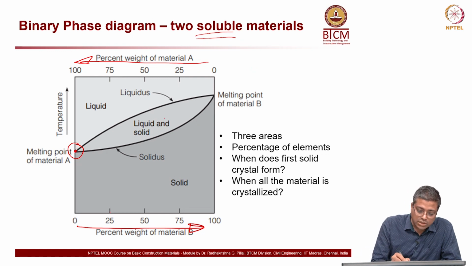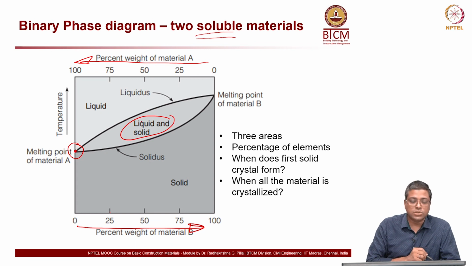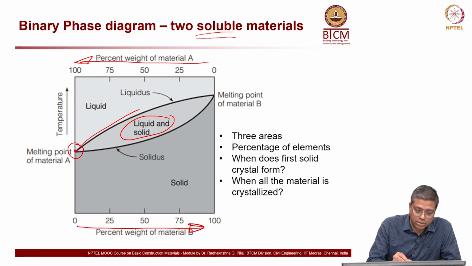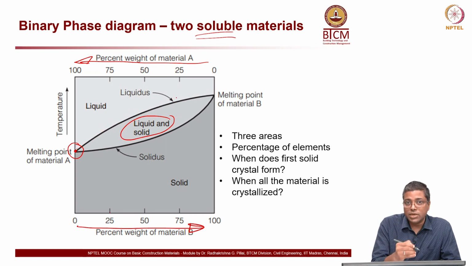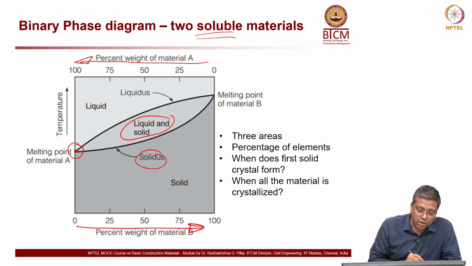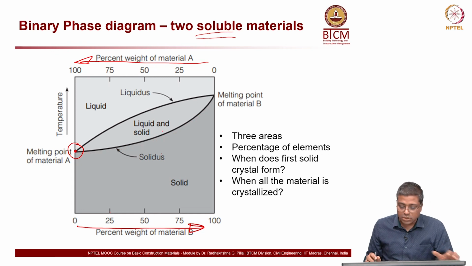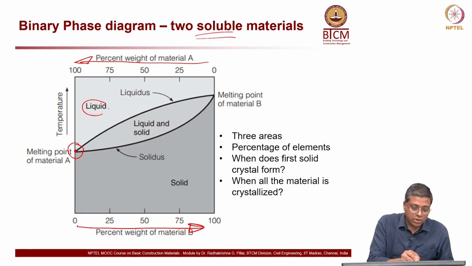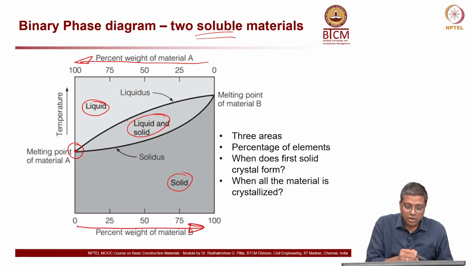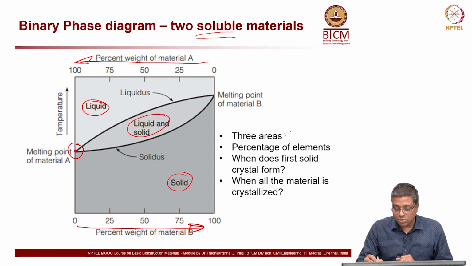Now there are also phases which have both liquid and solid. So this curve here is called the liquidus. That is the boundary between the 100% liquid phase and the liquid plus solid phase. And here you have the solidus at the bottom, which is the boundary between 100% solid and the solid plus liquid phase. So this is about the three areas. You have a liquid phase, a solid phase and a liquid plus solid phase. Three phases or three areas, and then the percentage of elements, we already looked at that.